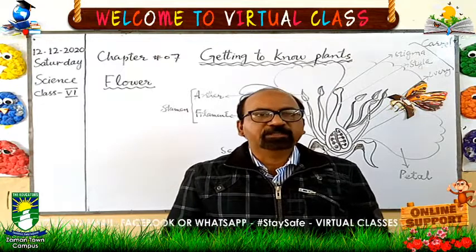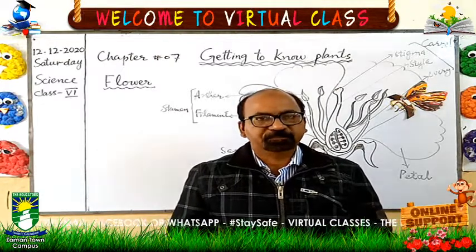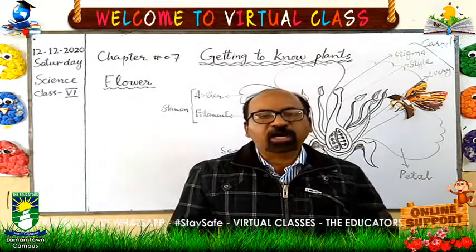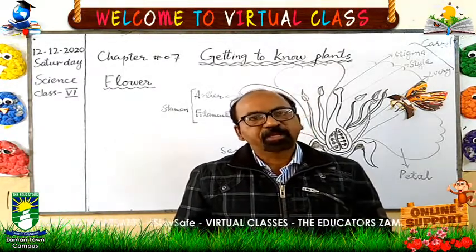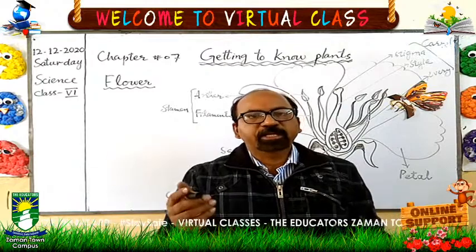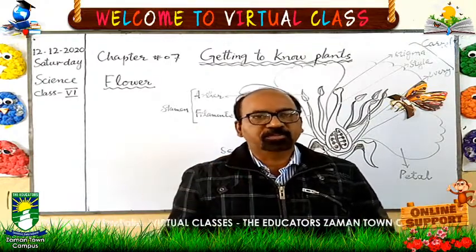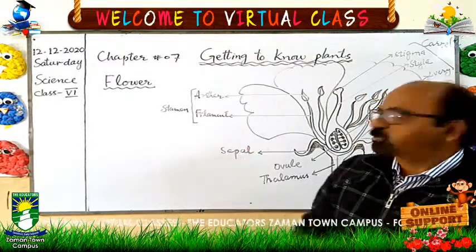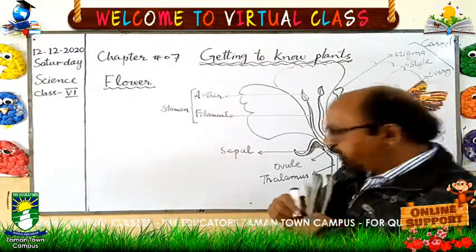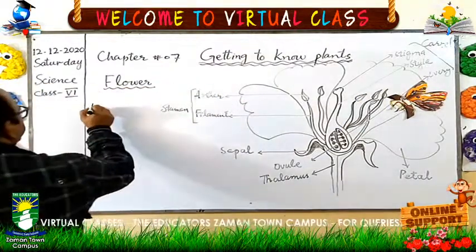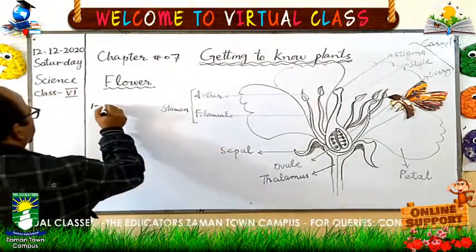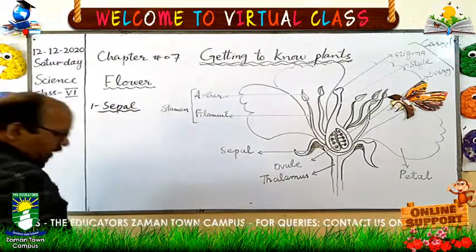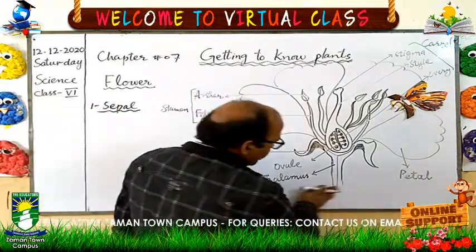All the plants bearing flowers have seeds, because seeds are produced after the production of the flower. And I will tell you where the seeds are produced. There are different parts of the flower. Number 1 is the sepal.